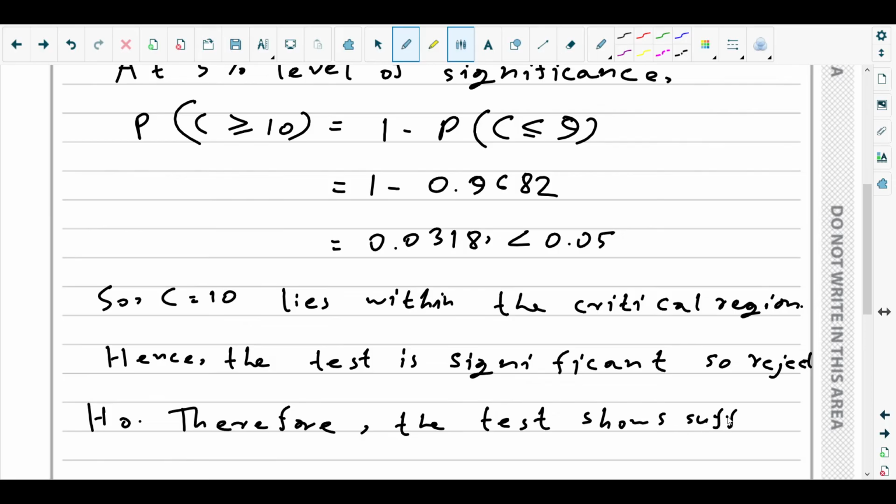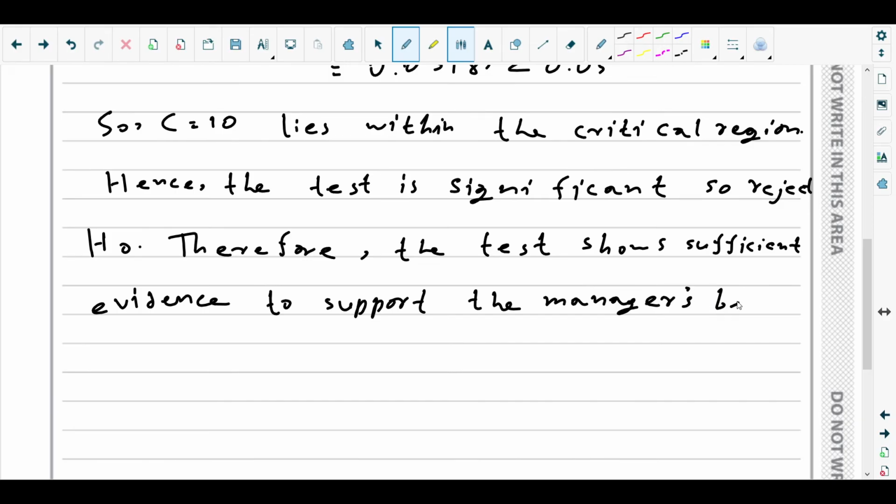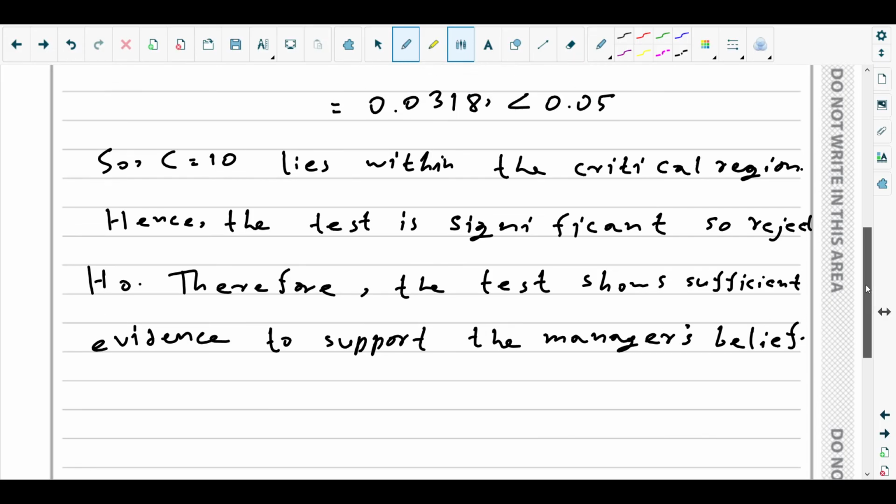sufficient evidence to support, not that, you will write, to support the manager's belief. To support the manager's belief. That's it. This is all about part C of the first question.